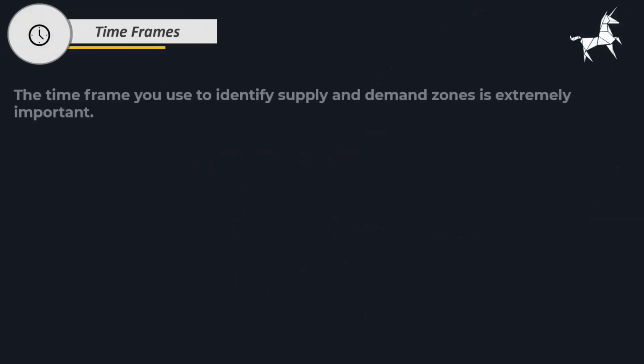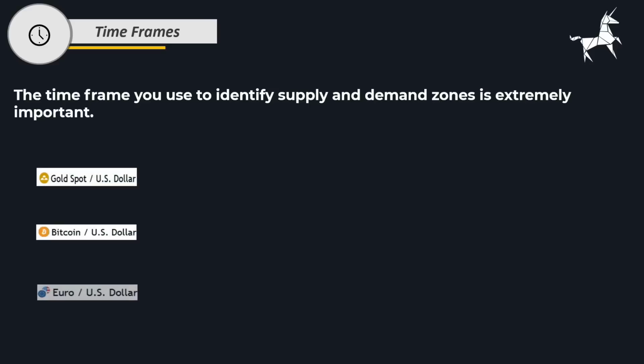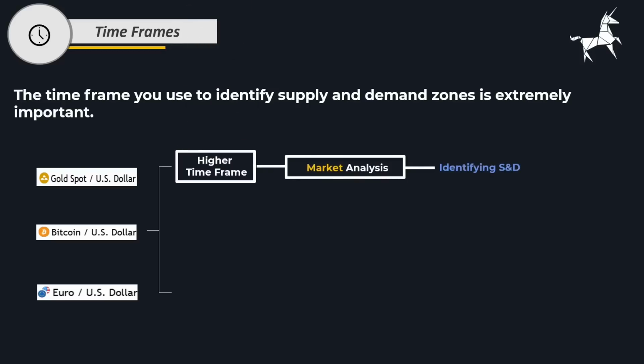The time frame you use to identify supply and demand zones is extremely important, especially when trading volatile markets like gold, Bitcoin, and Eurodollar. If you trade every zone that forms on every time frame, you will most likely end up taking too many low-quality setups. That is why choosing the right time frame combination is crucial.